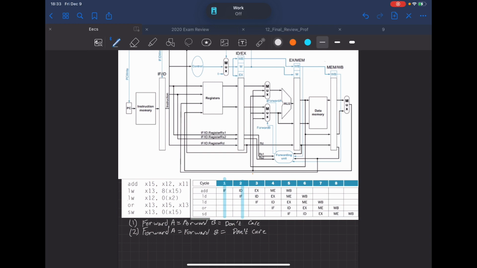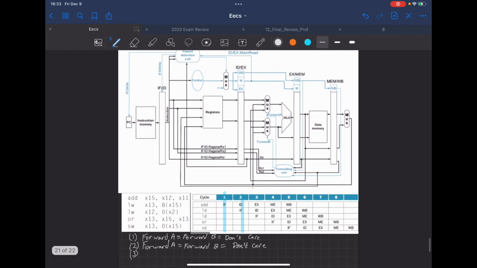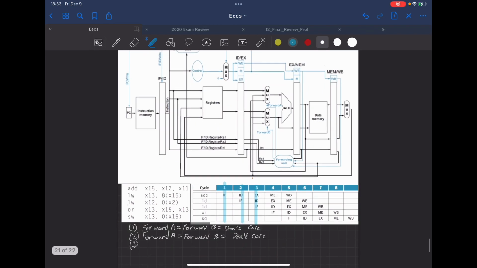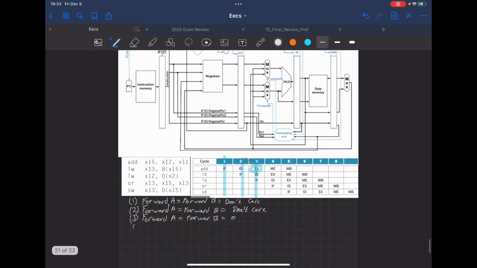All right, let's begin cycle 3. Let's think about this here. In cycle 3, the only thing that's in execution is here, and there's nothing previous to it, so it doesn't rely on anything previous. So again, we're just going to send the forward signals as is. Forward A equals forward B, which is equal to 0.